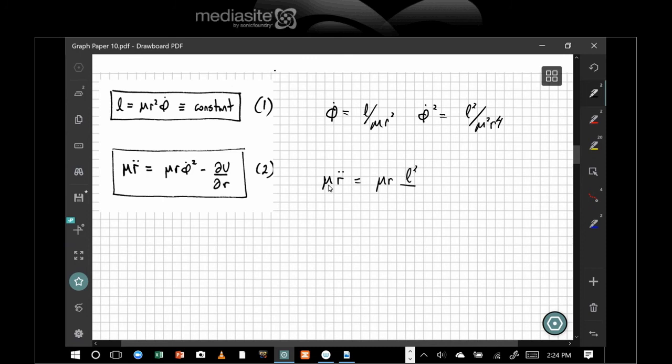Now again, we have both r's and phi's in here, but there's a conserved quantity. And so we're going to use this equation here, solve for phi dot, put it into this equation, and we're going to get a one-dimensional equation to solve. So let's do that next.